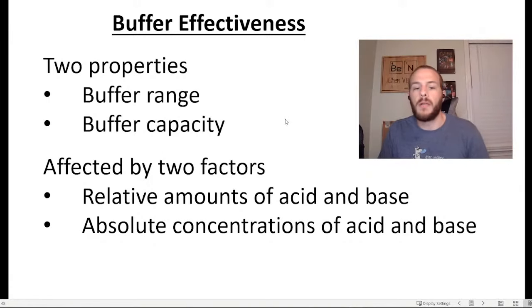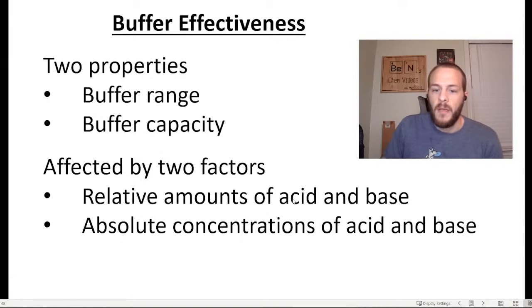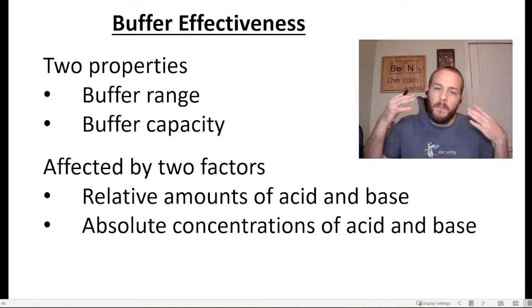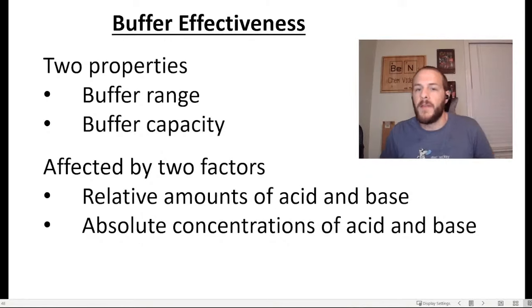And in addition to that, we're going to talk about 2 factors that influence the effectiveness of a buffer. One of them is the relative amounts of acid and base. In other words, what your ratio of base to acid is within your buffer solution. How does that affect the effectiveness of a buffer? And we're also going to talk about absolute concentrations of acid and base.